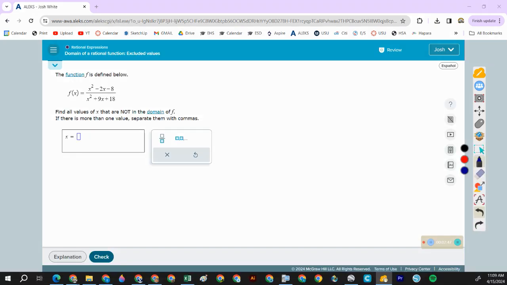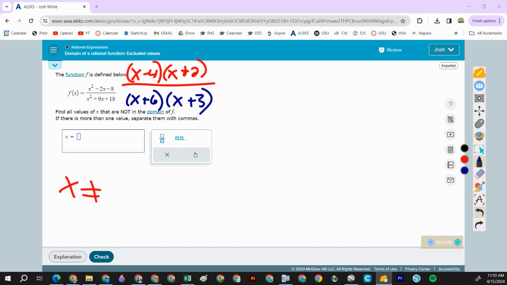Okay, so x plus 6 and x plus 3 on the bottom. We could factor the top, and that would be x minus 4 and x plus 2. But when we're looking for excluded values, the numerator doesn't matter. So in this case, x equals negative 6 and negative 3. Those are the excluded values. Those are the numbers that if you plug in, you get undefined.